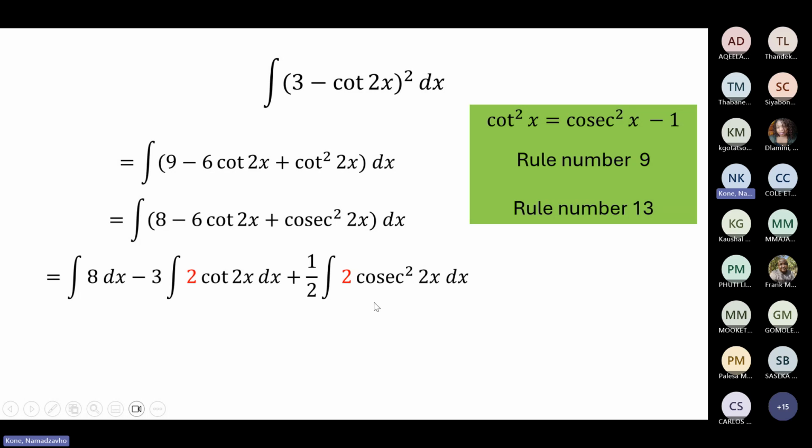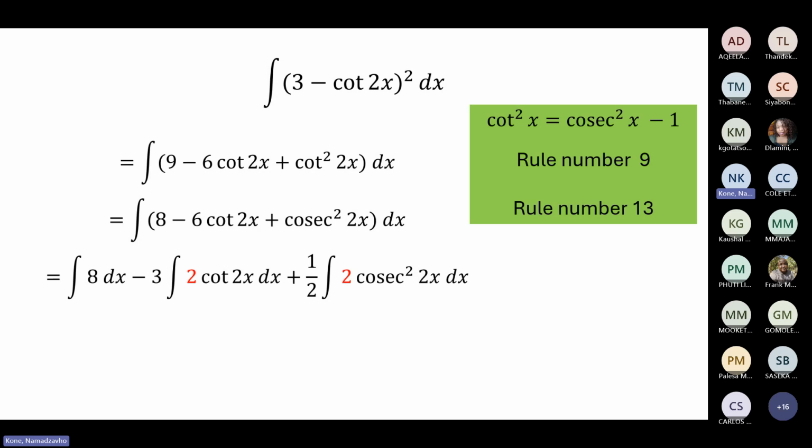Then we go to this other one. It is also rule number 13. Rule number 13 goes like, when you have got the integral of cosec squared f of x, it has to be accompanied by the derivative of f of x. In this case, it's still the value 2. And that value 2 is the one that you see in red. And then the half that is outside is there to compensate for the 2 that we needed to be there, which was not there in the previous step, so that we don't change the integrals into something new that we didn't have. Then from there, we go and read and do the first one, which will be your 8x.